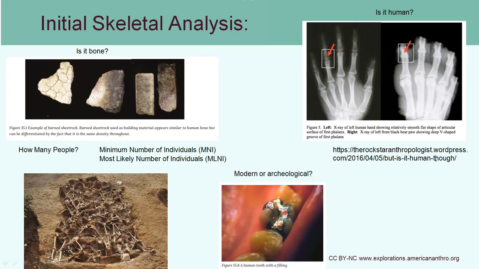Finally, to determine if it's a modern or archaeological site, you might look for certain things that are only found in modern people, such as dental fillings, metal dental fillings, or things like joint replacement. But you can also use radioactive carbon dating, and then that will help you determine the age range that it belongs to.